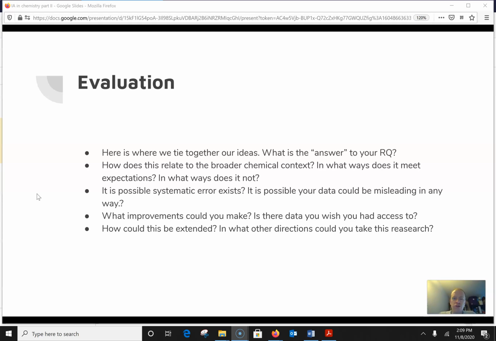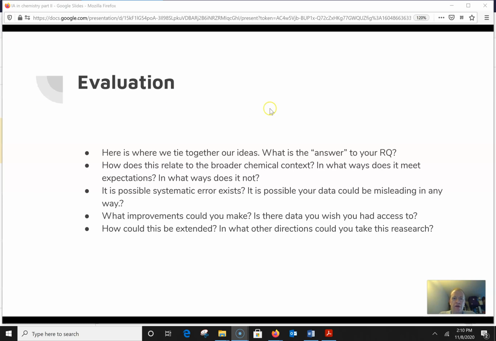Improvements is definitely more challenging if you didn't do an actual experiment. But is there a way that you wish you did it differently? If you could start over from scratch, is there data you wish you had access to? Is there other ways you wish you would have thought about it from the beginning of the way you did the research to the end? Extensions, again, we need to think about, is there a tangential thing that we could talk about that would take this in a little bit of a different direction? So is there a related topic that you could look more into that might shed light on this RQ and again, just the broader chemistry concept?